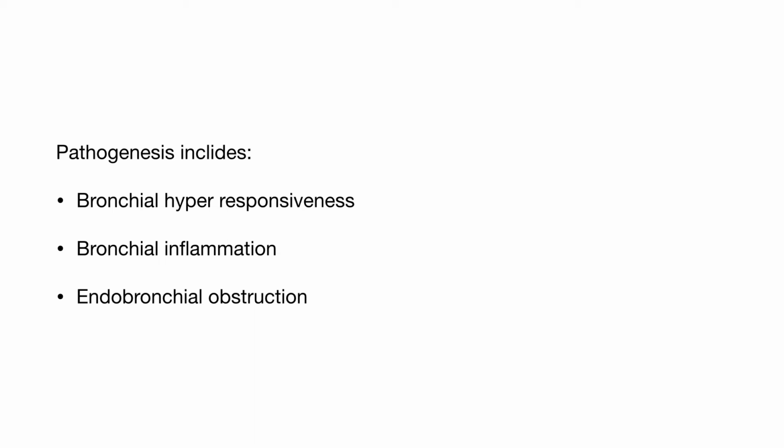There are three main processes that are involved in the pathogenesis of asthma. This includes bronchial hyper-responsiveness, bronchial inflammation, and bronchial obstruction. It's a disease driven by T helper 2 cells that manifests in individuals with a genetic predisposition. Bronchial inflammation primarily occurs in the terminal bronchioles because it is mainly lined with smooth muscles.